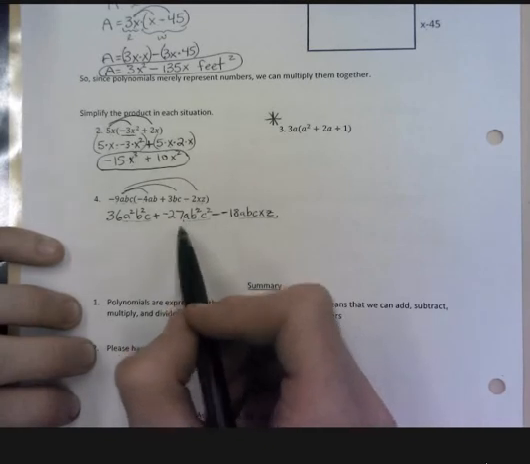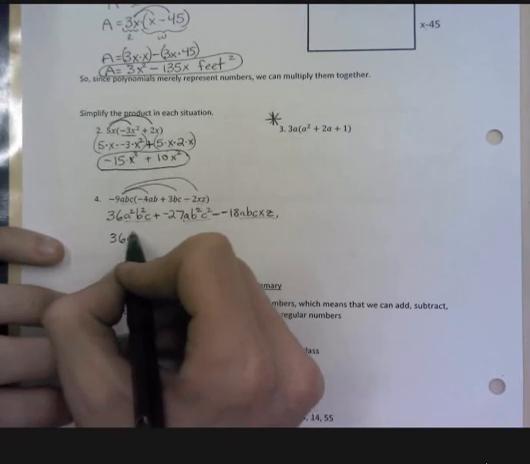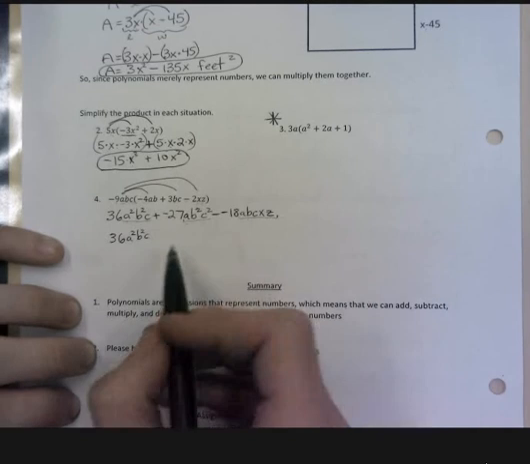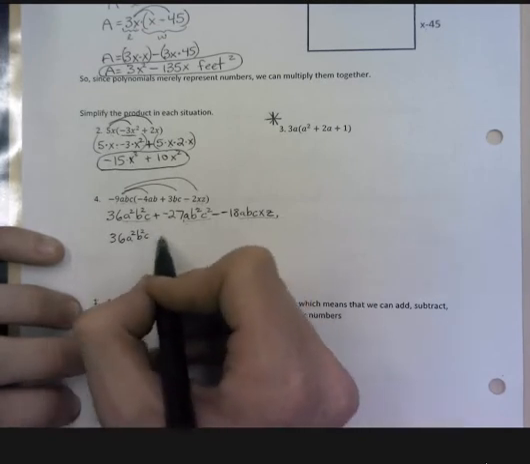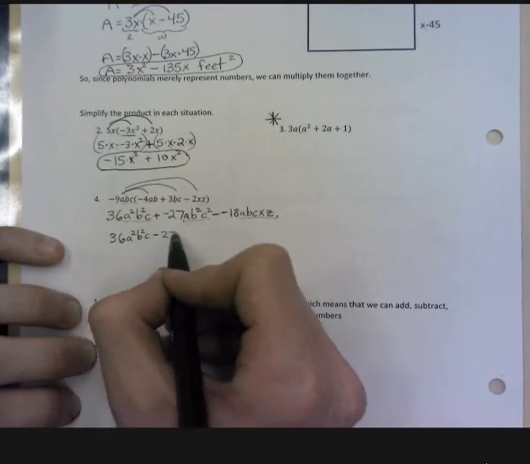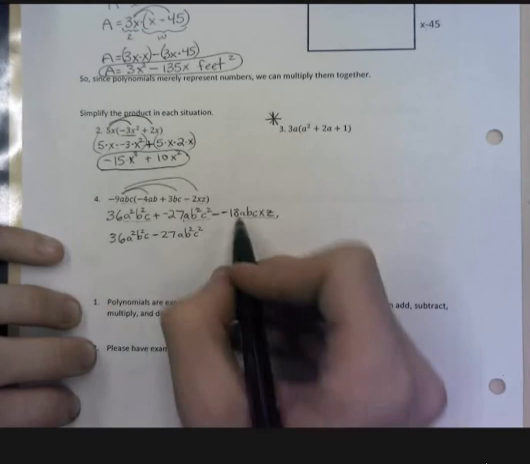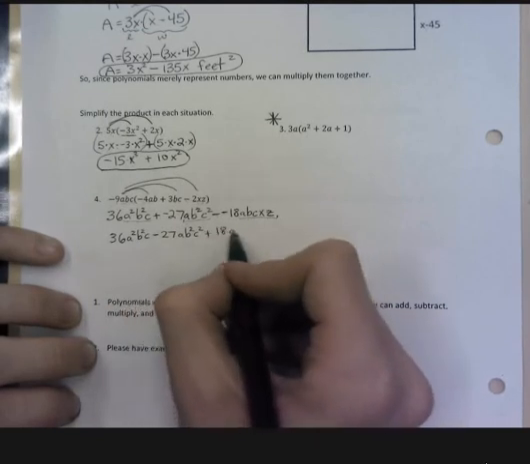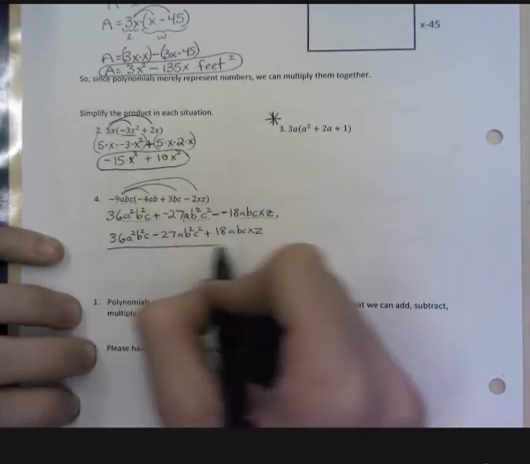But since they do not, we can simply rewrite them and simplify our addition and subtraction signs. So here's this. Instead of saying plus -27, I'm just going to say minus 27ab squared c squared. And we have minus and negative, so that means plus 18abcxz. That is as simple as you're going to be able to make it.